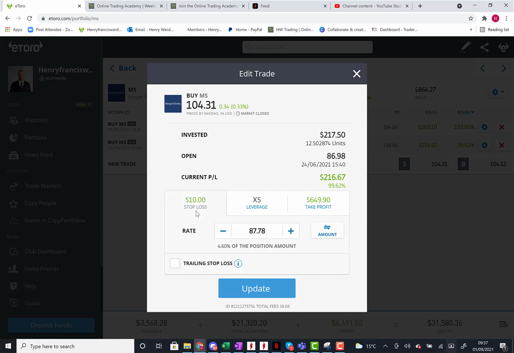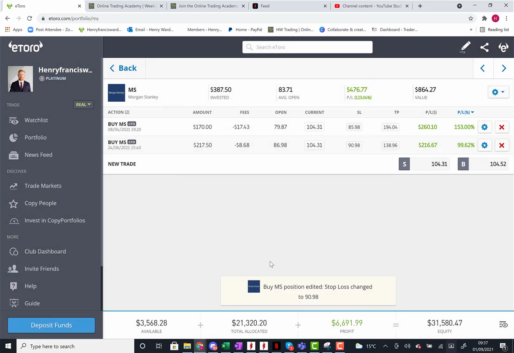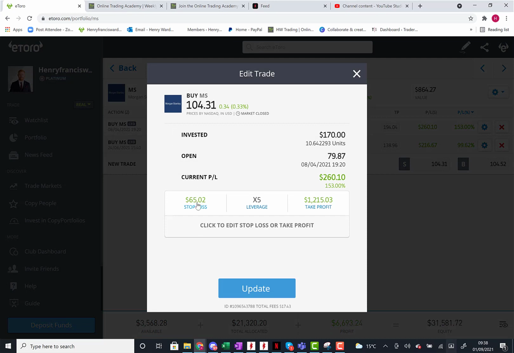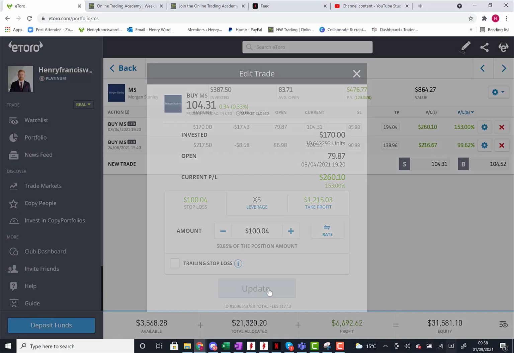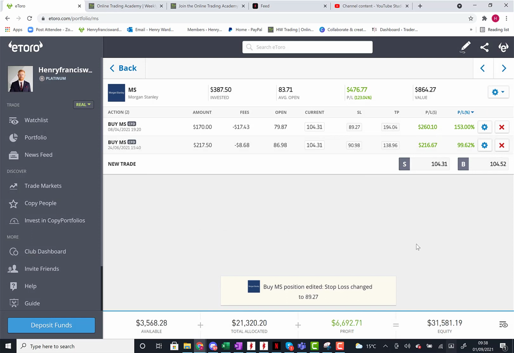Now I'm going to move this up to amount, and I'm going to change that to, say, 50 quid. Update. So update the trade. And the same with this one here. If I look at this other one, this one's up 260, and this one's up 65 already. So I'm going to leave that one there. I might actually change that to 100. Amount, change that to 100. So I'm slowly moving my stop loss up, but also allowing the trade enough room to continue moving.